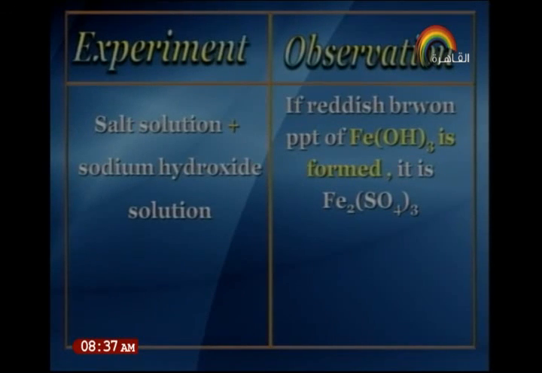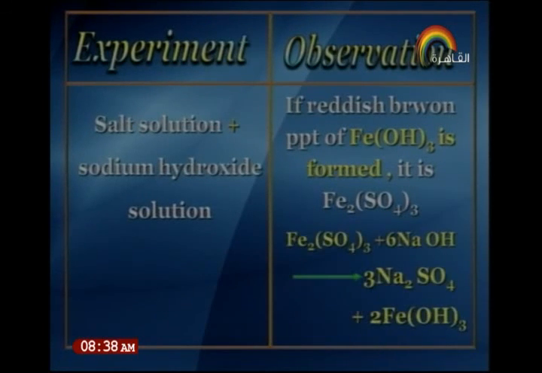But if reddish brown precipitate of iron 3 hydroxide is formed, it is iron 3 sulfate. As the equation proceeds on the screen, iron 3 sulfate plus sodium hydroxide gives sodium sulfate and iron 3 hydroxide. Also remember, my dear students, all the compounds here are aqueous solution except iron 3 hydroxide, which is solid.